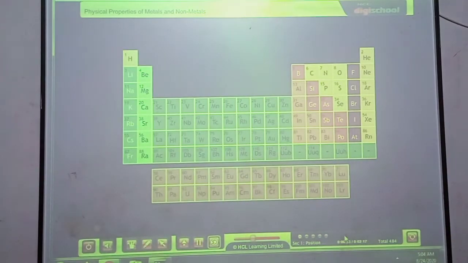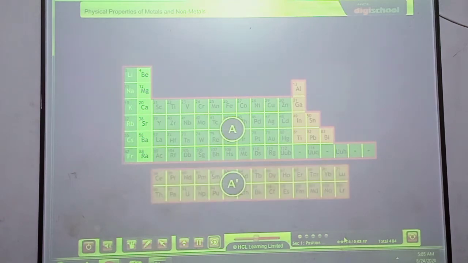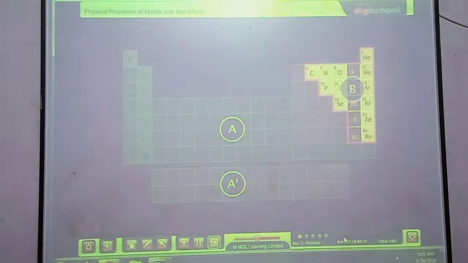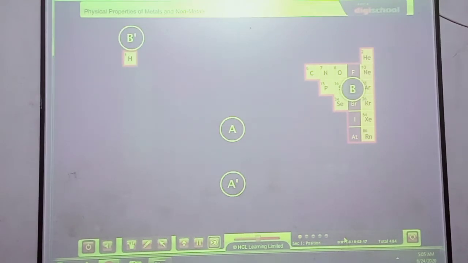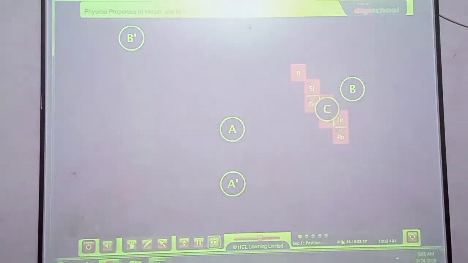Look at this periodic table. You can see that most of the table is occupied by metals. Elements in the segments A and A prime are metals. Elements in the segments B and B prime are non-metals. In between these two segments, you can find segment C. Elements present in segment C are called metalloids, since they have the characteristics of both metals and non-metals.